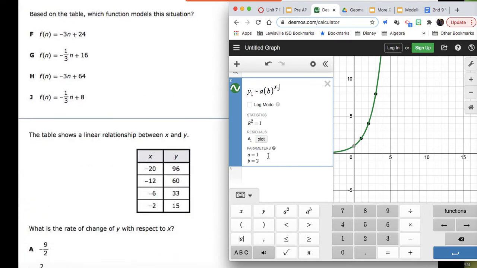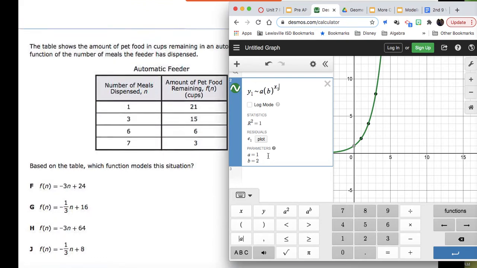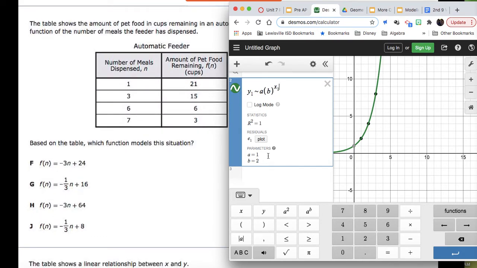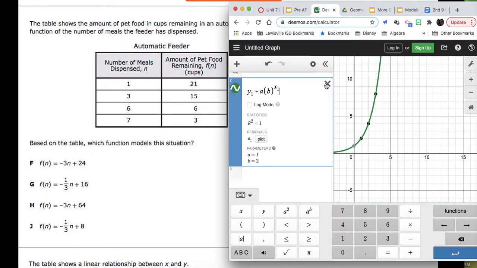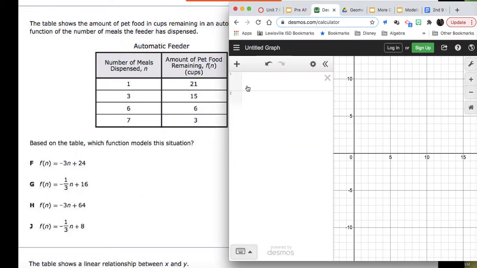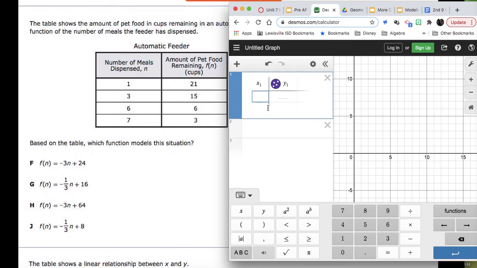Let me see real quick if I have a linear, because that way we would have had all three. Okay, here is a linear function, and it is a star release question. I know that it's linear because it has options that are all linear equations. So if I want to do a linear one, just that way we have all three, we're going to again start with the plus sign, add a table. It's x1, y1 again because I keep starting over. So we're going to have 1, 21, 3, 15, 6, 6, and 7, 3.